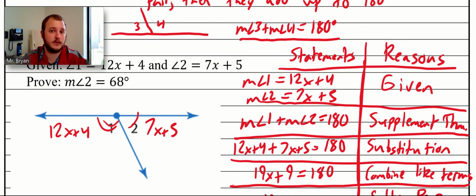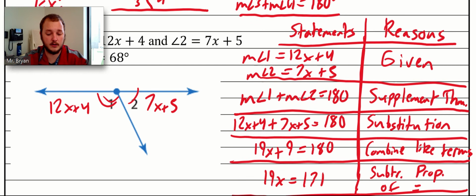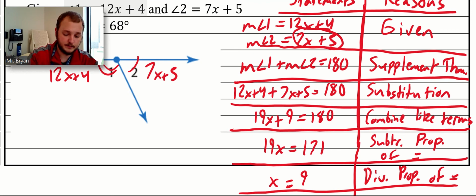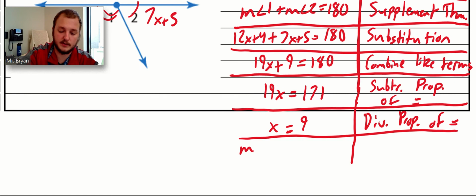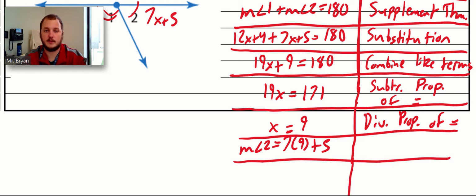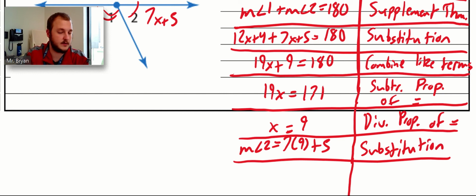So now that I'm trying to prove what the measure of angle 2 is, if I look at our earlier given statement, we said that measure of angle 2 equals 7x plus 5. So what I'm going to do here is write that equation out, except now we know what x is. So I'm going to say measure of angle 2 equals, and again it was 7x plus 5, so 7 times 9 plus 5. So I'm just plugging that in, like we did in the problems, except now I'm making a statement out of it. And the reason, since we plugged something in, is the same as the other one. That is also substitution.